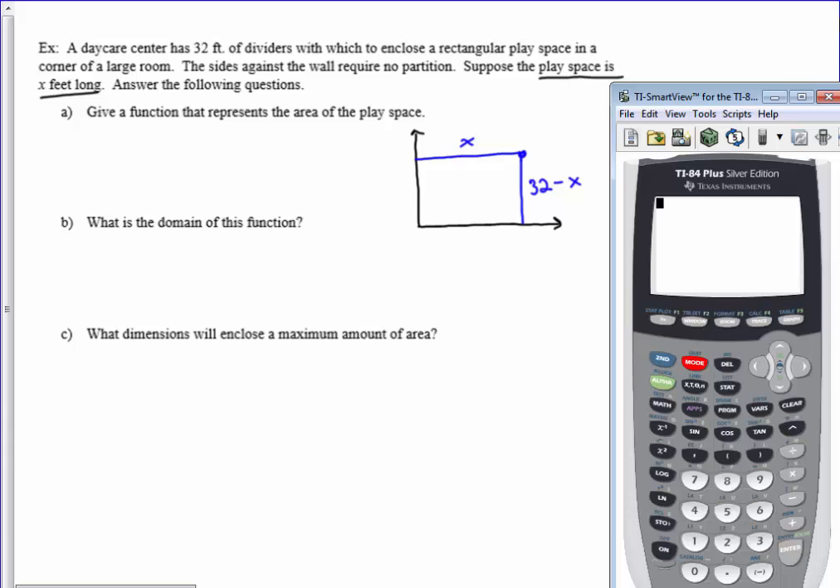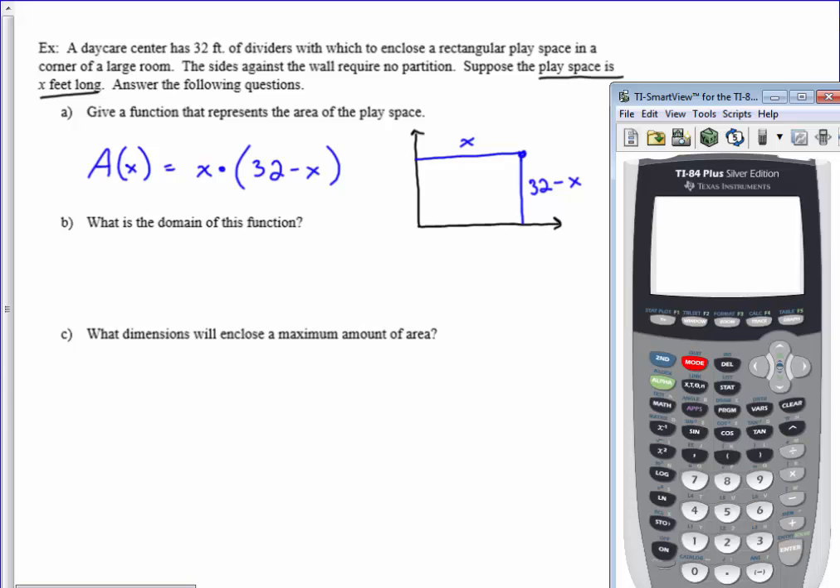This part asks us to give a function that represents the area. Because this is a rectangle, we know that area is length times width. The way I'm going to write my function is capital A of x equals my length, x, times my width, 32 minus x. So we have the product of our length times our width being our area function. I've called my function capital A for area, and I've used function notation, saying of x, indicating that x is the variable in my function.